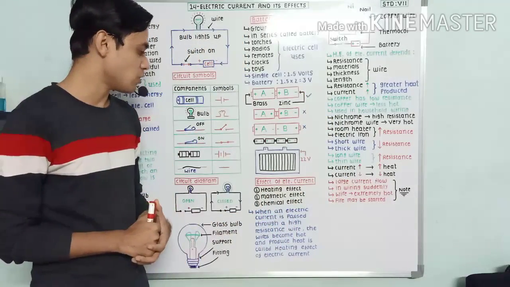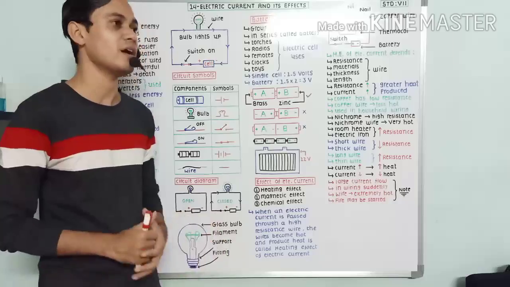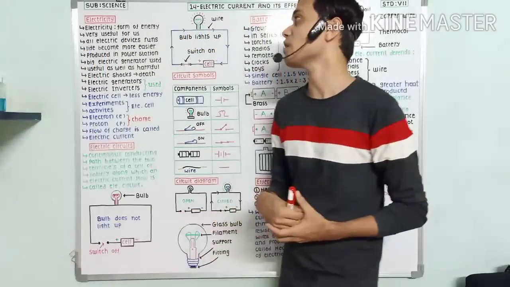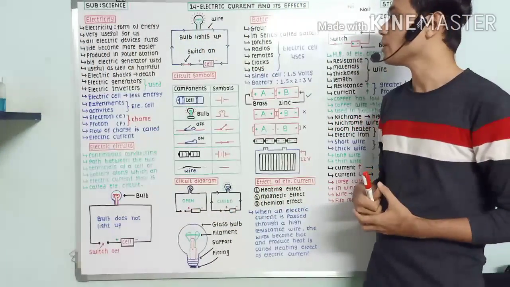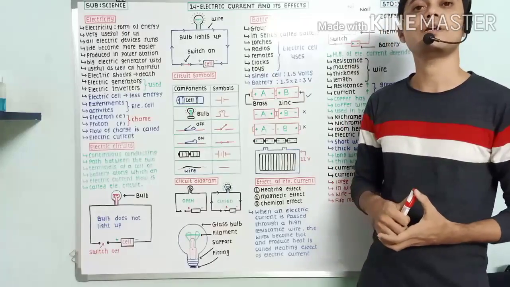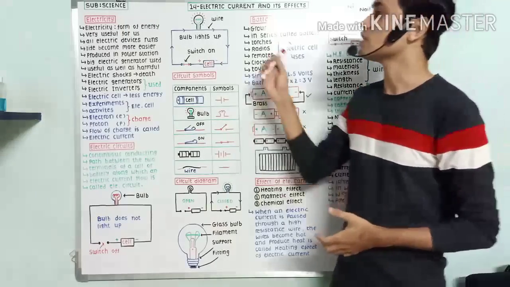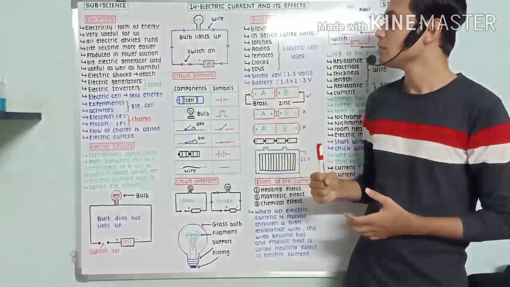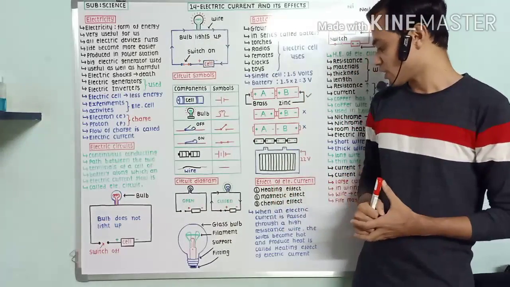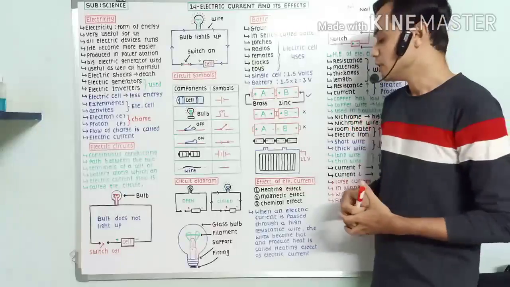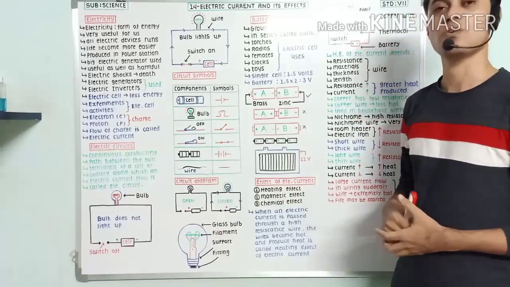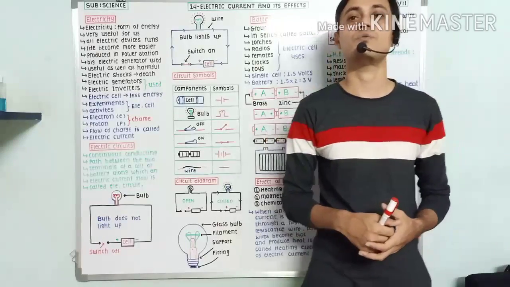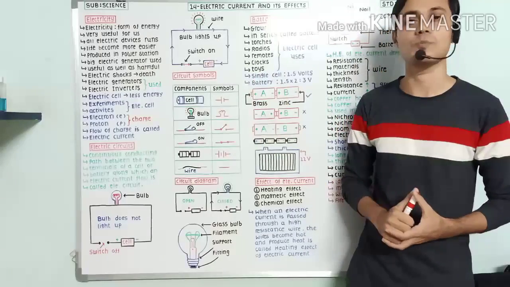In the next video we will discuss the magnetic and chemical effects of electric current. So students, I hope you understood each and every point, right? And when we take the Zoom class, we will discuss each and every point in detail, right? I hope you understood this chapter up to the heating effect of electric current. In the next video I will teach you about applications of the heating effect of electric current. So I hope you understood this topic, right?